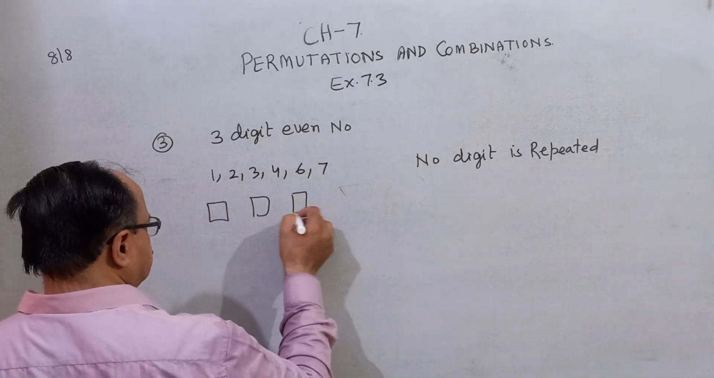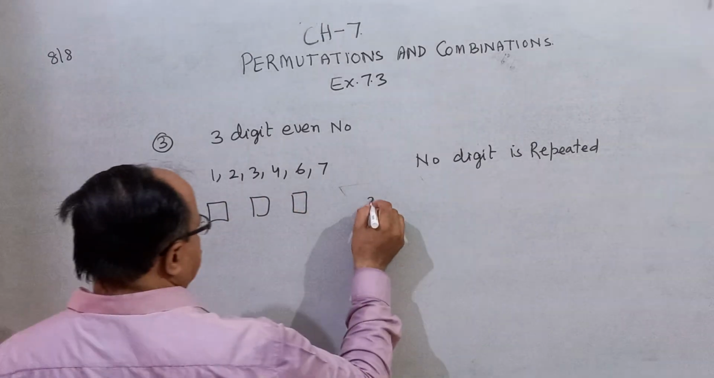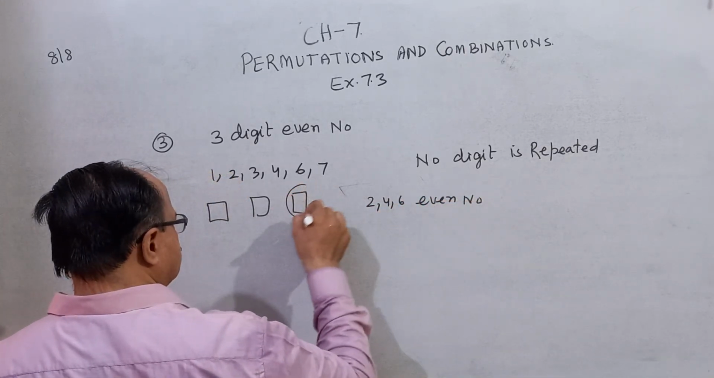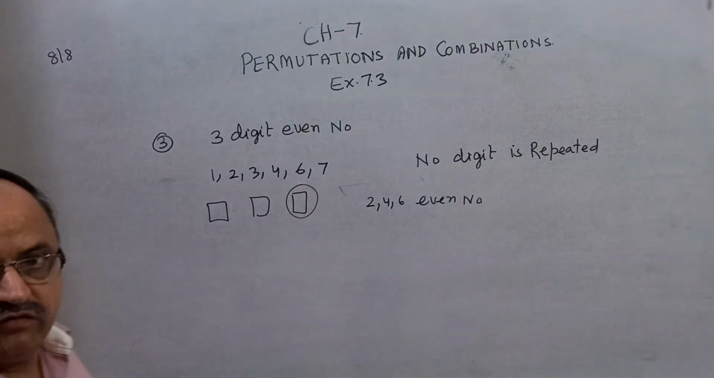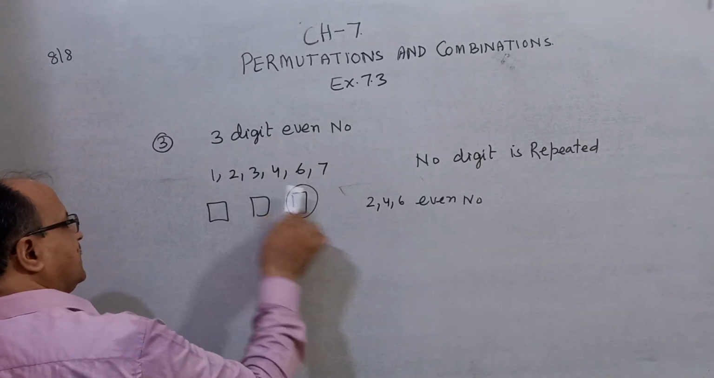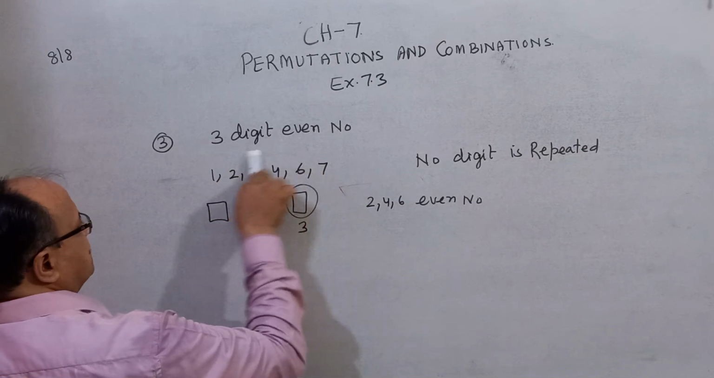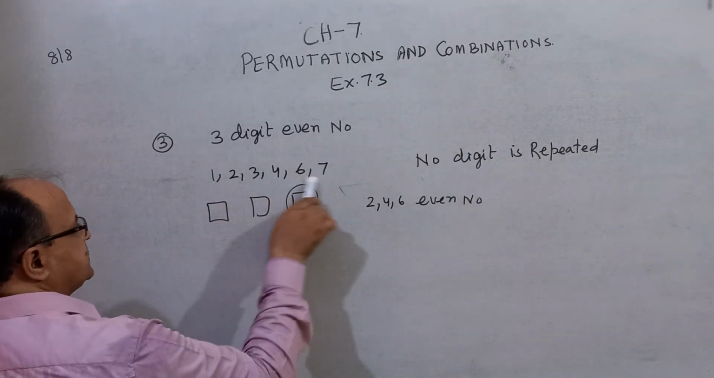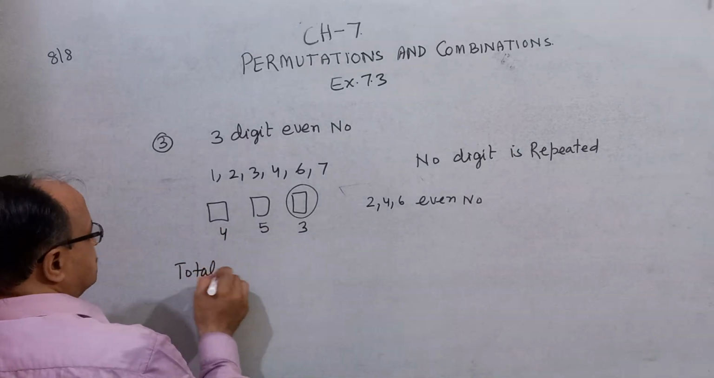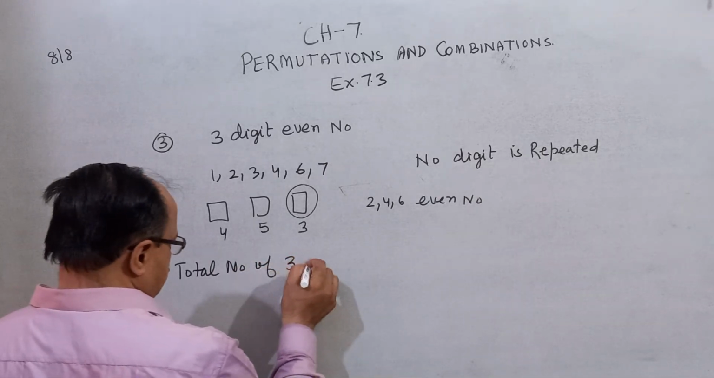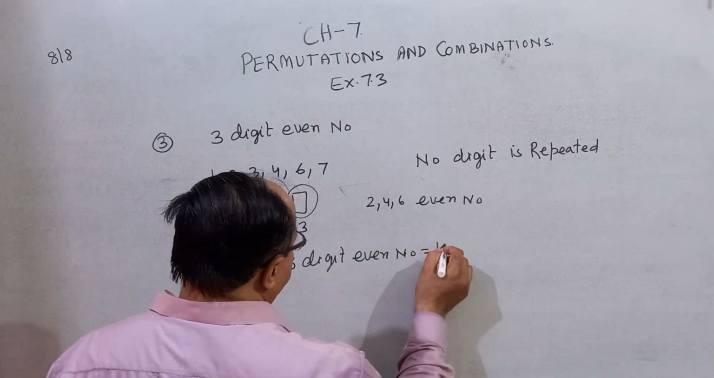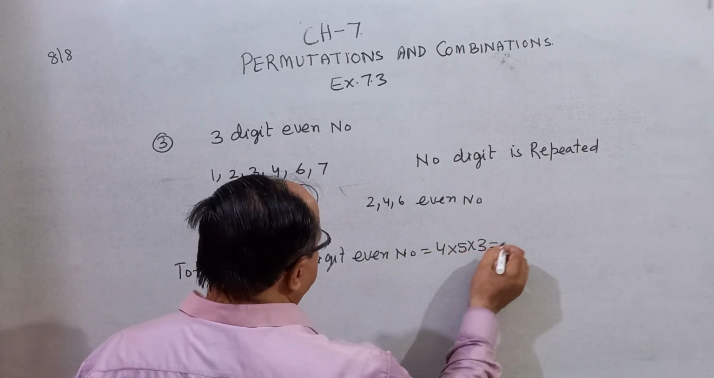You know that the even digits are 2, 4, 6, so you can fill this column in 3 ways. When you put one number from here, the remaining digits are 5, because the total is 6 digits. So this is 5 ways and this is 4 ways. Therefore, the total number of 3-digit even numbers is 4 into 5 into 3, 60 is the answer.